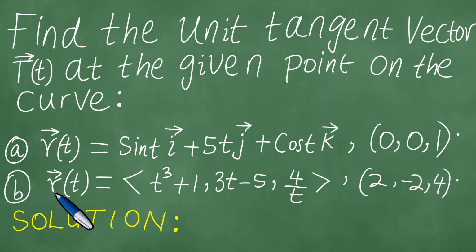For part B, we have the vector r of t with the first component t cubed plus 1, the second component 3t minus 5, and the last component 4 over t, and we have the point 2, minus 2 and 4. Right, so we need to solve this particular question, and to solve it, we proceed as follows.